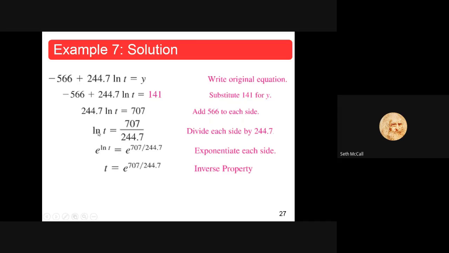You can see this is log base E, which is why it's natural log. So the base of the log becomes the base of the power. It's going to be E to the 707 divided by 244.7, and E to that power equals T. So we're converting it straight from logarithmic form to exponential form. When you type E to the 707 divided by 244.7 into your calculator, it is going to give you your answer, and you can see it is approximately 18. And that's exactly what we thought from the graph.